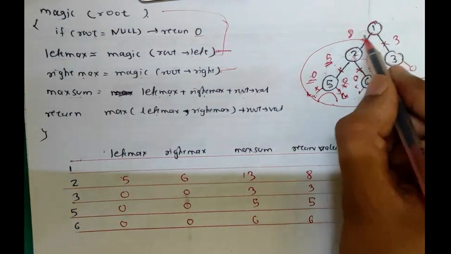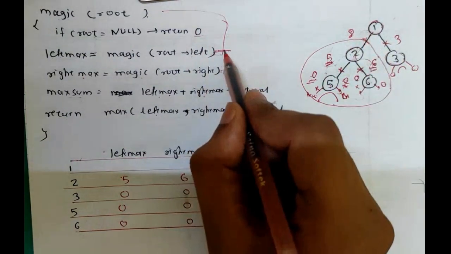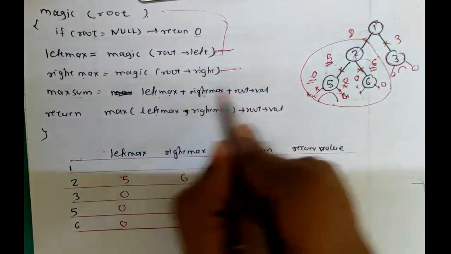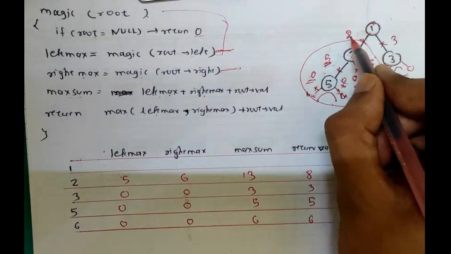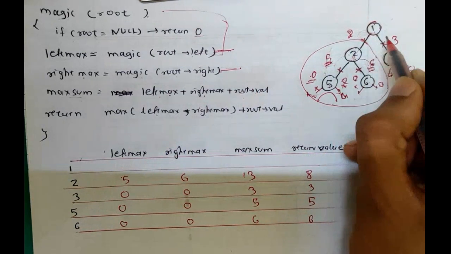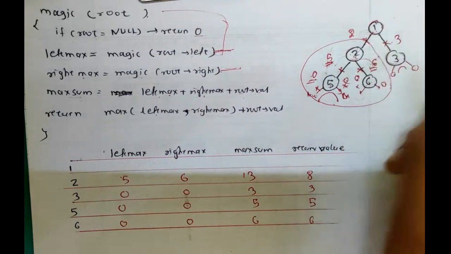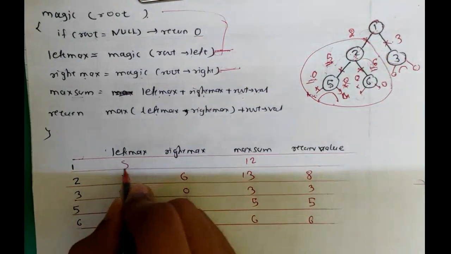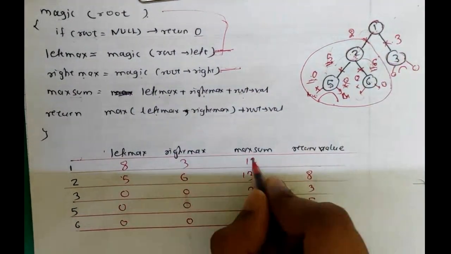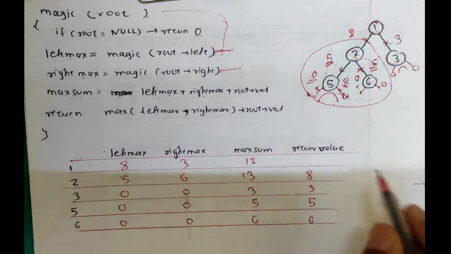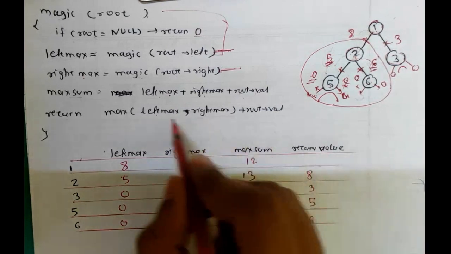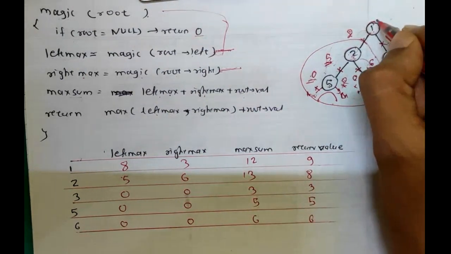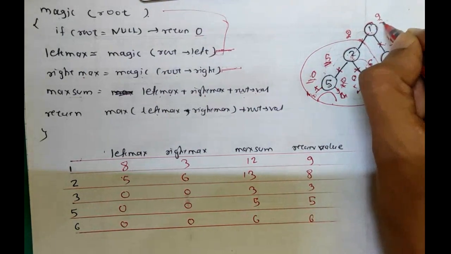So for 1 there is a left max which is already calculated, right max is already calculated, so we have to return the maximum value. For 1, it will be left max plus right max plus the root's value, which is 12. So for 1 the left max will be 8, right max will be 3, maximum value is 12, and the return value will be max of the 2, meaning 8 plus 1, which is 9. So the return value for the root is 9.